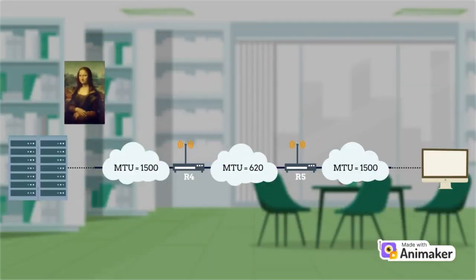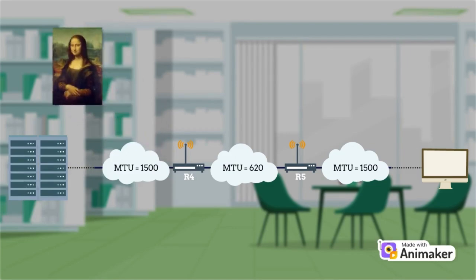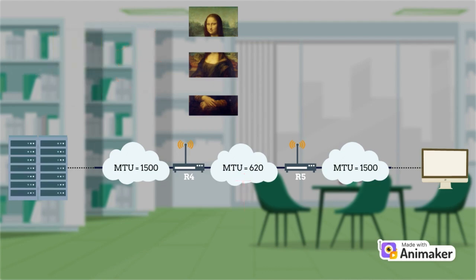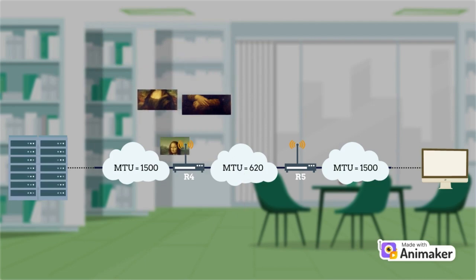Sometimes, the packet may be too large to be transmitted across a particular network due to differences in the maximum transmission unit, MTU. In this case, the packet is fragmented into smaller pieces to fit within the allowed size. For example, the MTU at R4 is only 620 bytes, while the server is sending a payload of 1400 bytes. Therefore, the packet must be fragmented.